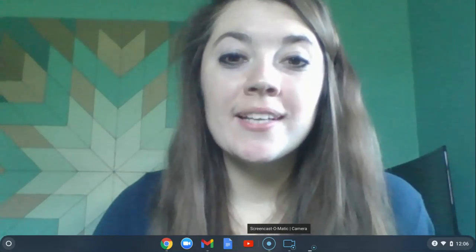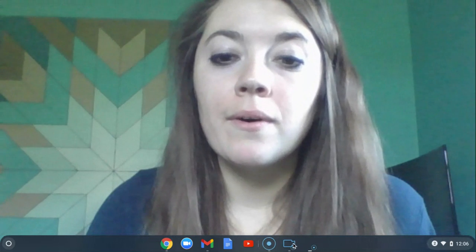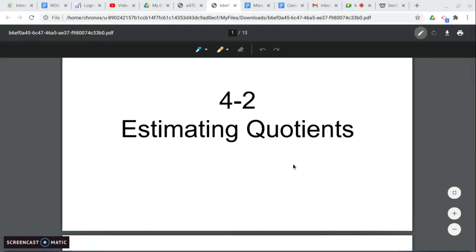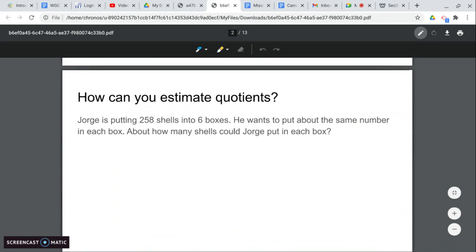Welcome back. So what we're looking at today is 4.2, and we're going to be estimating while dividing. So looking at estimating our quotients. So quotients is the answer to a division problem. So how can you estimate quotients?